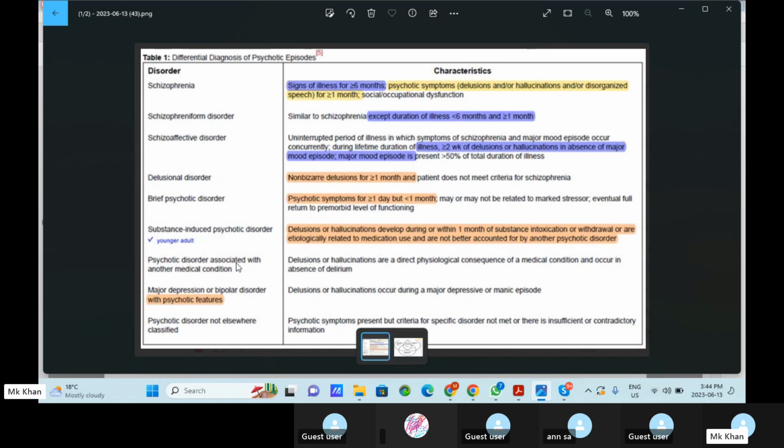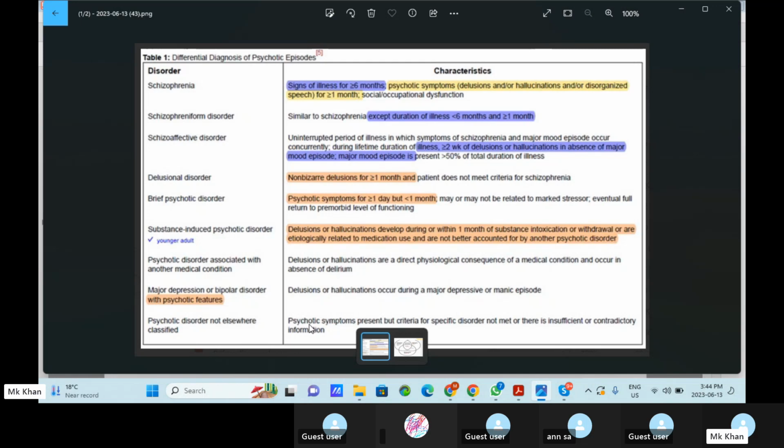And then psychotic disorders associated with other medical conditions: delusion and hallucination can be present in delirium or other medical conditions. Then major depression or bipolar disorder with psychotic features, where delusion or hallucination occur during a major depressive or manic episode. And the last one is psychotic disorder not elsewhere classified. So all these are ruled out. Then psychotic symptoms are present but criteria for a specific disorder are not met, and there is insufficient or contradictory information.